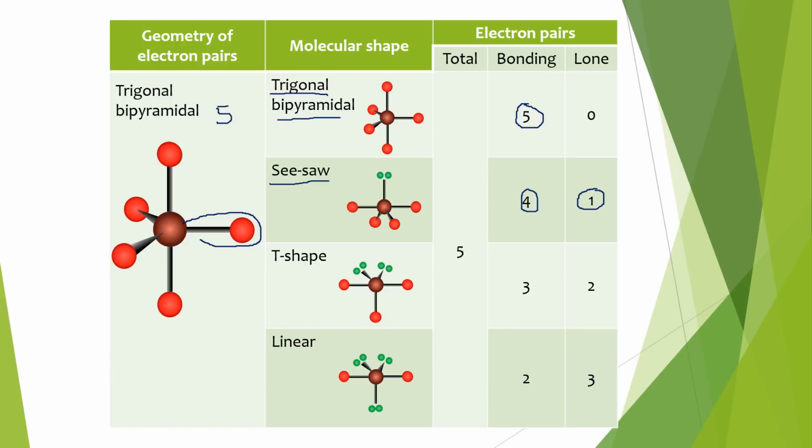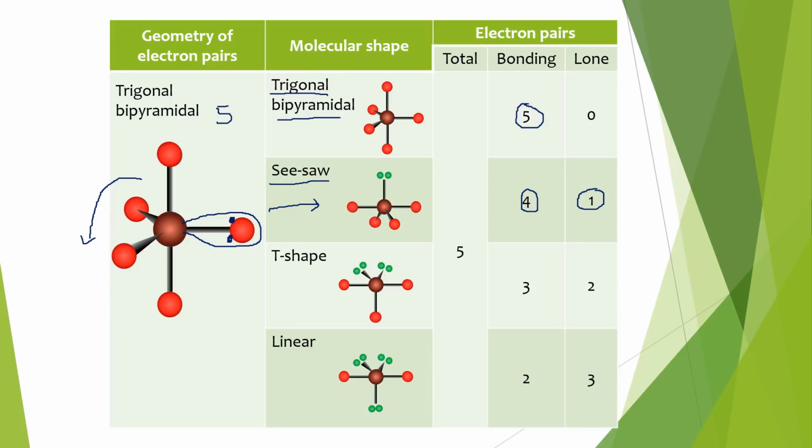So for the trigonal bipyramidal, the lone pair will always occupy the equatorial plane. So this is the lone pair for the second case. So when you rotate this shape 90 degrees to the left, you will get the shape of a seesaw.